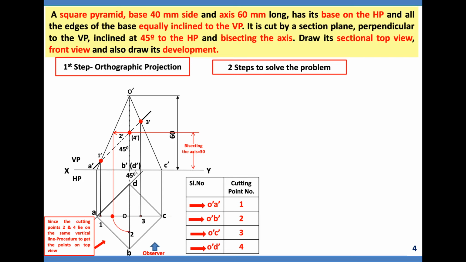Again, with the same radius, O as center, the other side, which meets at OD. OD cutting point is 4. In this way, I got the remaining 2 cutting points, 2 and 4, which completed all the 4 cutting points, 1, 2, 3 and 4. Now join this, 1 to 2, 2 to 3, 3 to 4. Then make the thick lines for the boundary which are retained, the intermediate lines. Then hatching represents the section part of the square pyramid.